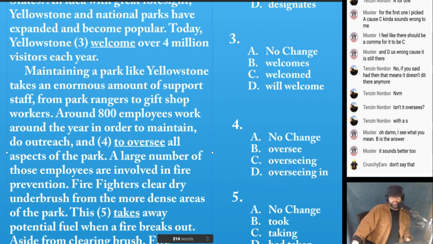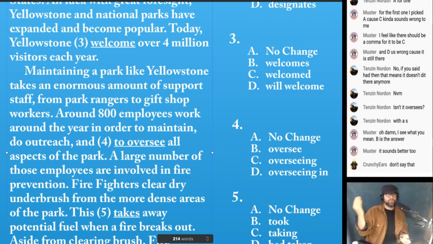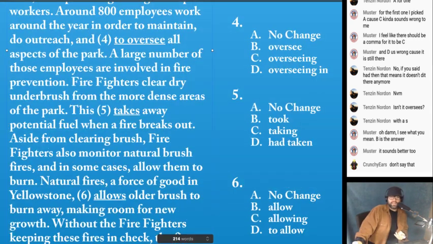So looking at this again, for number four, it says 800 employees work around the year. Why? In order to maintain, in order to do outreach, and in order to oversee all aspects of the park. Now, that fixed the parallelism of it, and that's why the answer is B. It cannot be oversees because we're talking about 800 employees, and that's plural. And so it's got to be oversee.